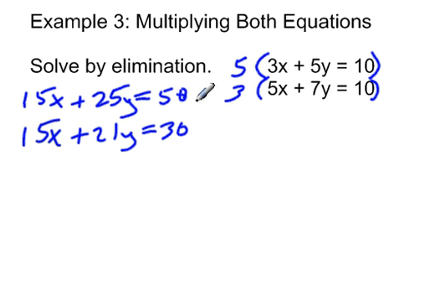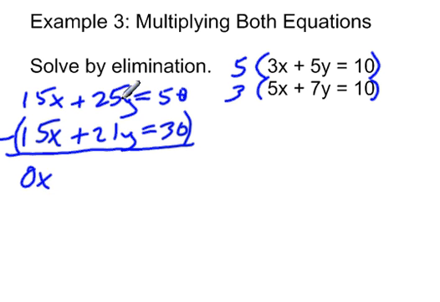Now if we did it exactly like last time, we would end up with 30x plus 46y and 80, which doesn't eliminate anything. So instead of using the addition property, this time let's use the subtraction property. I'm going to subtract everything in this line from the top line. So 15x minus 15x is going to give me 0x. Now 25y minus 21y is going to give me a positive 4y. 50 minus 30 is going to give me 20.